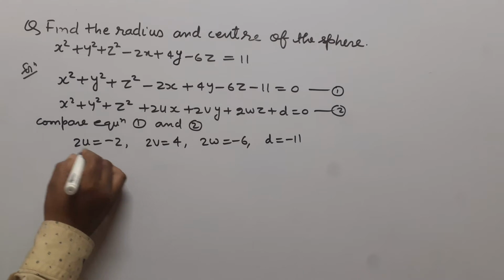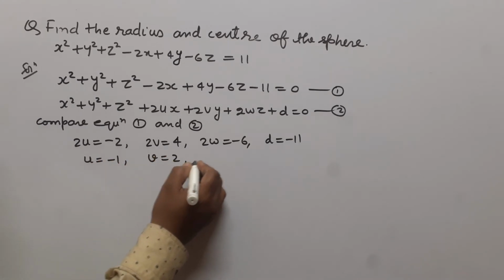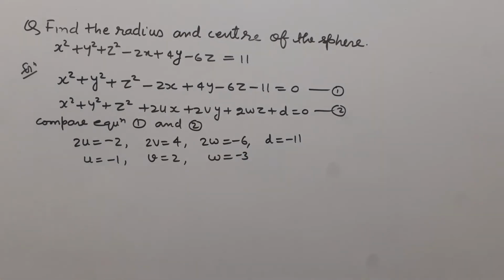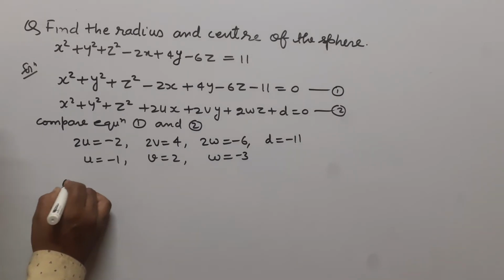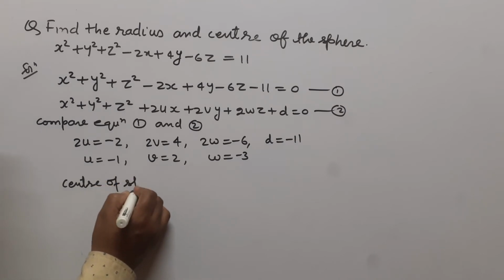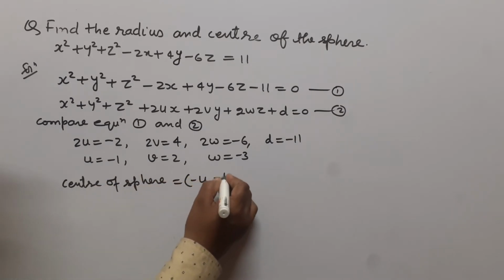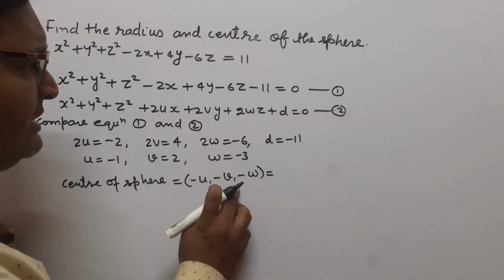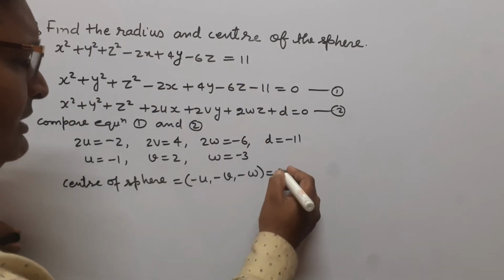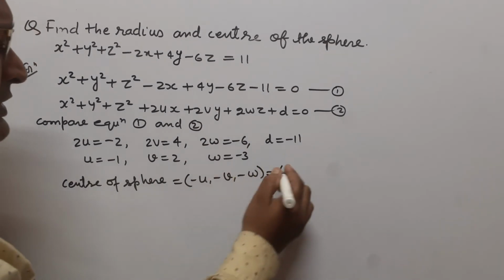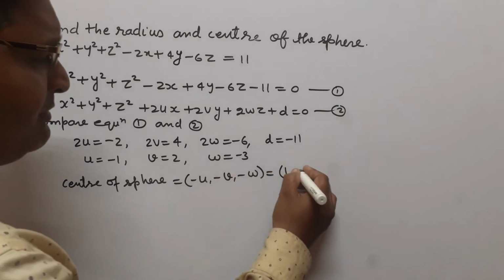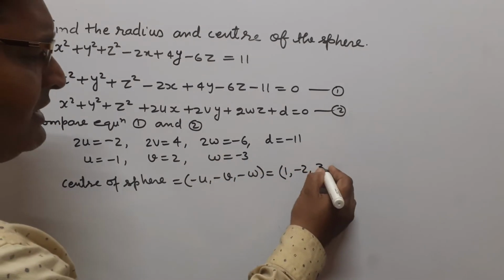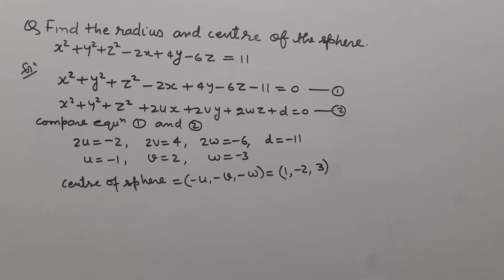So from here we find u = −1, v = 2, and w = −3. We know that if the general equation of a sphere is given, then the center of the sphere is (−u, −v, −w). So we put in the values of u, v, w. Putting u = −1, we get 1, v = 2, we get −2, and w = −3, so we get 3. So the center of the given sphere is (1, −2, 3).